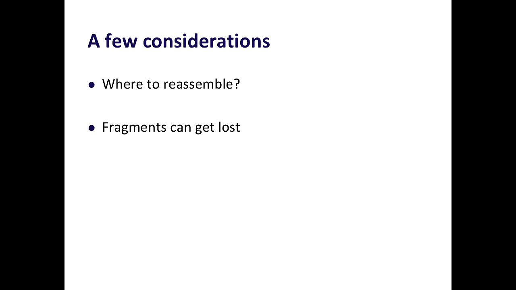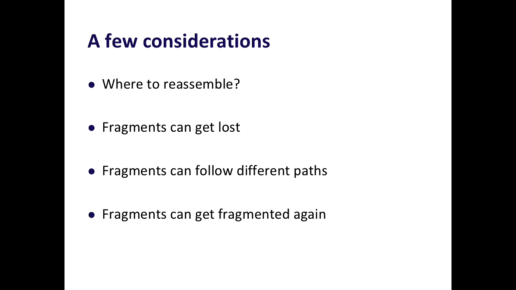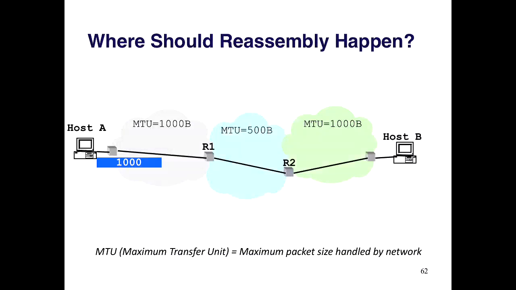You have to deal with the possibility that fragments can get lost. They can follow different paths. They can be reordered, and fragments can get fragmented again. So if I hit a link that had an MTU of 1,000 bytes, so I chunked it up into 1,000 byte packets, and then I sent it on, and I hit a link with 200 byte MTU, I'm going to have to refragment that again. So where should reassembly happen? Let's deal with that first.